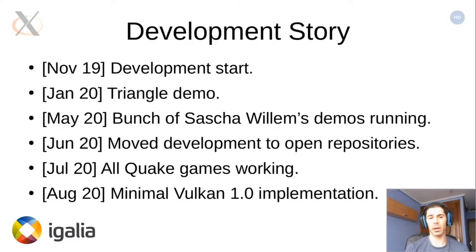I think we achieved that by August. By the end of August, I think we finished with multi-sampling and robust buffer access, which I think were the only ones that were missing at that point. And I think at this point, we have a minimal Vulkan 1.0 implementation running, and we are focusing on getting better pass rate on CTS.